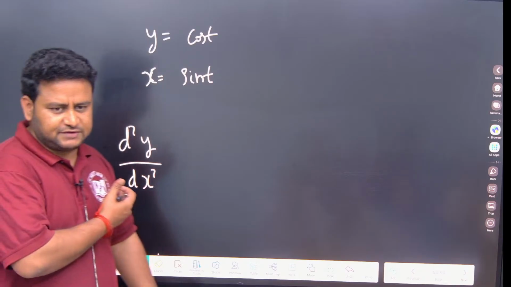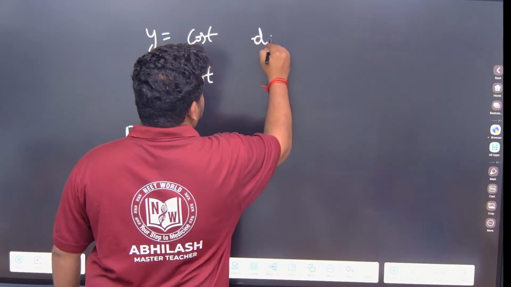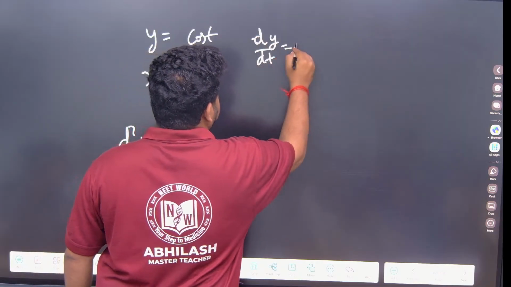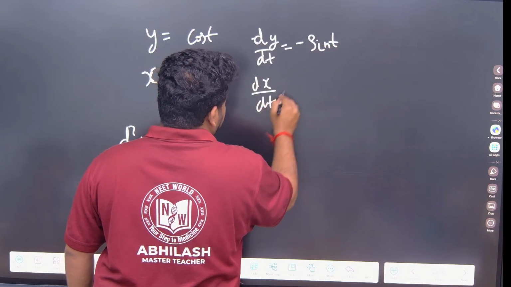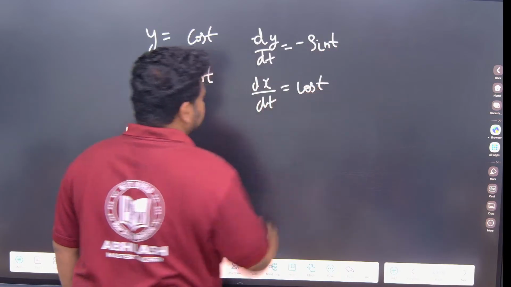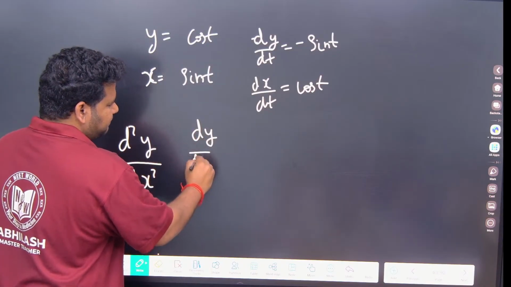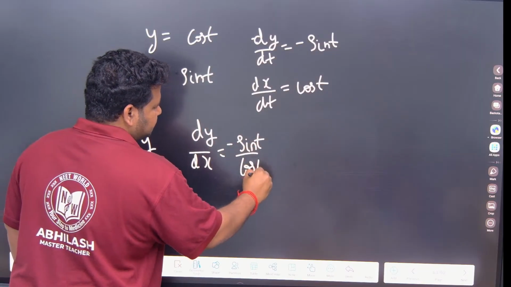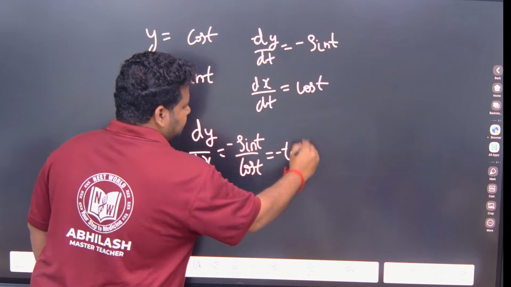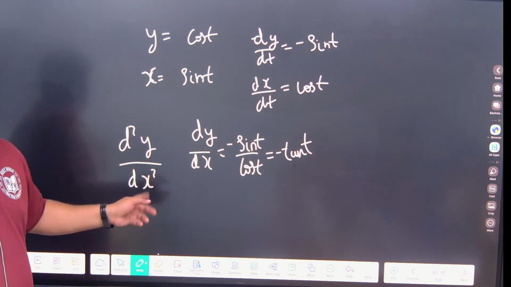First you will find the first derivative. So what we should do? Dy by dt is minus sin t. Dx by dt is cos t. So dy by dx is minus sin t by cos t. That is nothing but minus tan t.